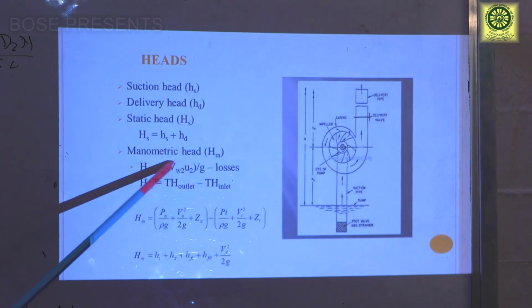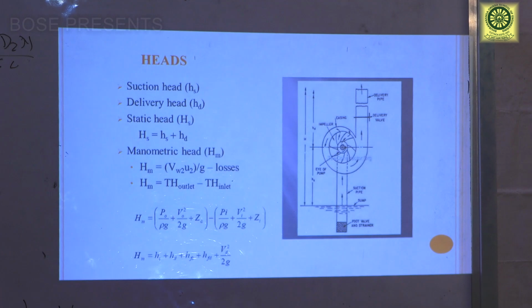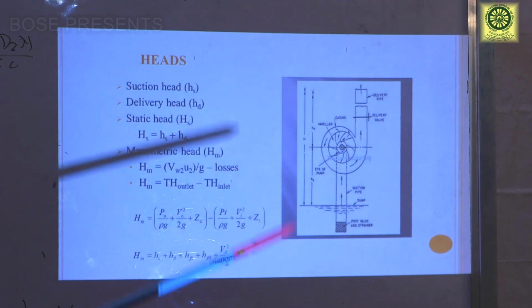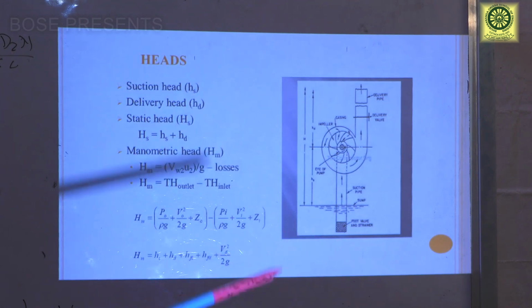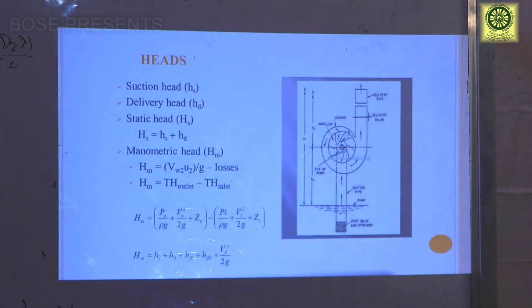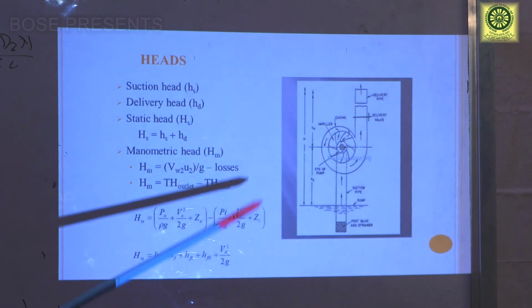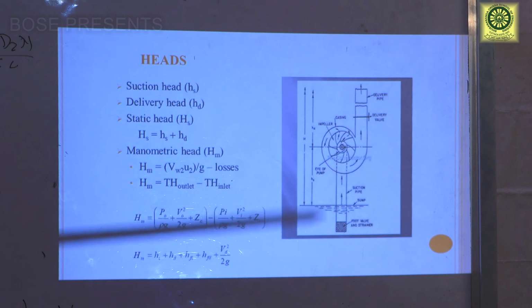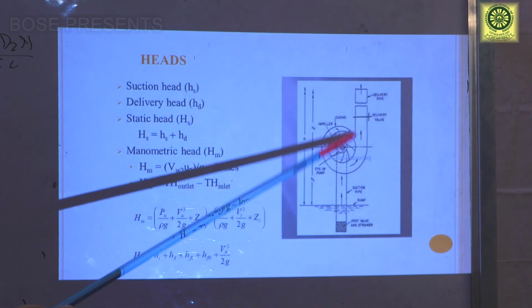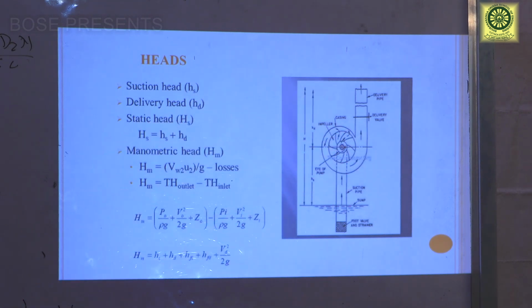Now manometric head. The pump is made for 100% efficiency, and it would deliver water up to a certain height. But in practical conditions, 100% efficiency is not possible. So in this case, the pump will deliver less than it is supposed to deliver. So what is happening there? Losses are happening due to the moving or rotating parts of the pump.